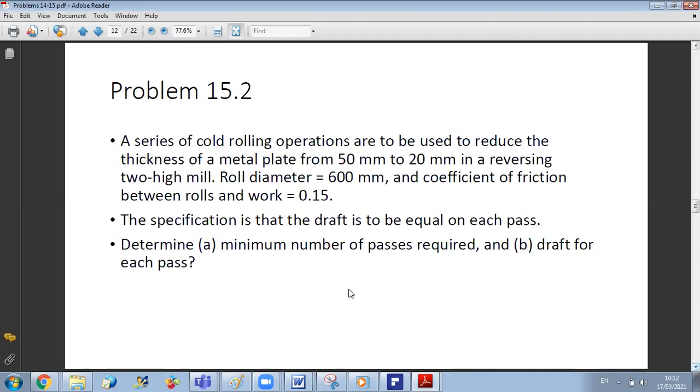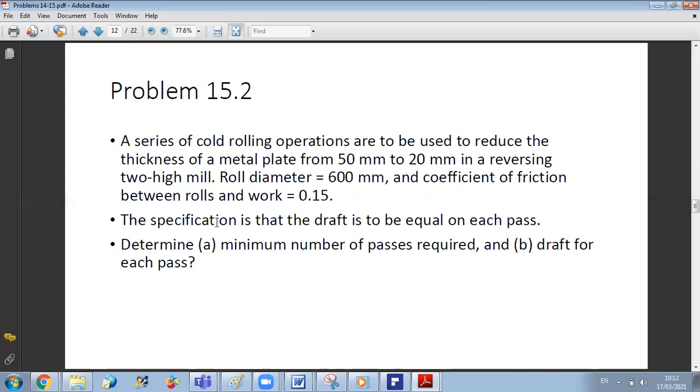Okay. A series of cold rolling operations are to be used to reduce the thickness of a metal plate from 50 millimeters to 20 millimeters in a reversing two-high method. The roll diameter is 600 millimeters, and the coefficient of friction between rolls and work is equal to 0.50.